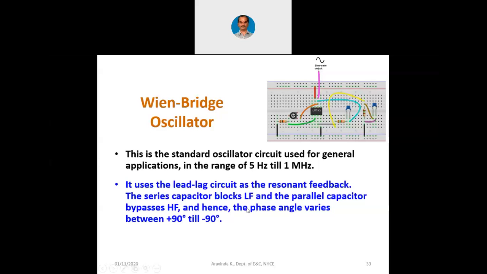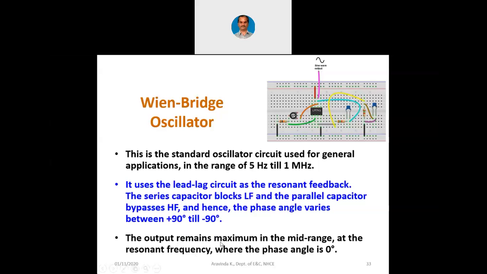Now the series capacitor blocks low frequencies, the parallel capacitor bypasses high frequencies, and hence the phase angle varies between plus 90 degree till minus 90 degree. Unlike in the earlier case, where we used to have phase shift between 0 to 90 degree, now we will have phase difference between plus 90 degree till minus 90 degree. That is actually 180 degree itself. So using 2 circuits instead of 3, one a lead circuit and one a lag circuit, using both we can obtain 180 degree phase shift.